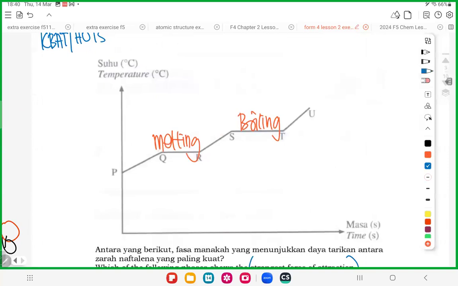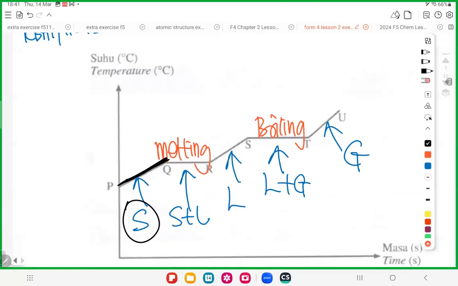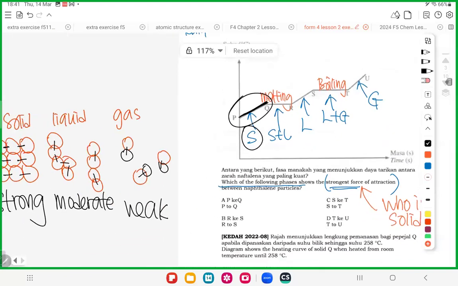So we know here, melting has not started yet, everything is solid. Here, melting is ongoing, solid and liquid. Here, melting has finished already, everything is liquid. Here, boiling is ongoing, liquid and gas. Here, boiling is completed already, everything becomes gas. So who has the strongest force? Solid. Where is solid? P to Q. So the answer is A.